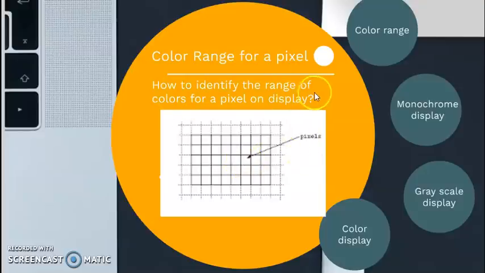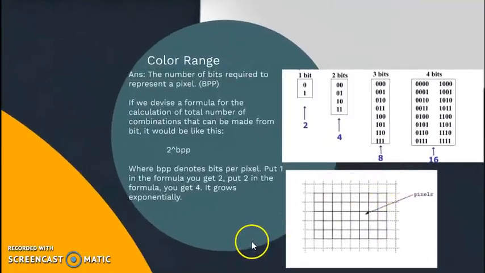So basically, how do we identify the range of colors for a pixel on display? If I've got this pixel, what is the color of this pixel? How is it getting decided? If I want to make it red, how am I going to make it red? If I want to make this pixel green, how am I going to make it green? That is what we are going to see in the current session. So first we start with color range. And who decides the color range and how do we get into the color range? That is what we are going to say.